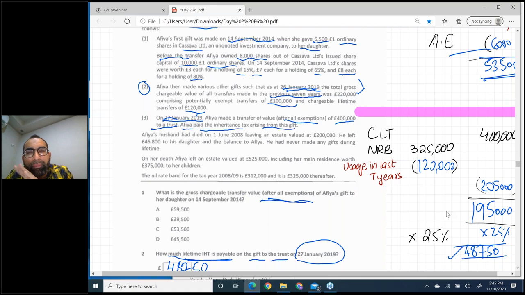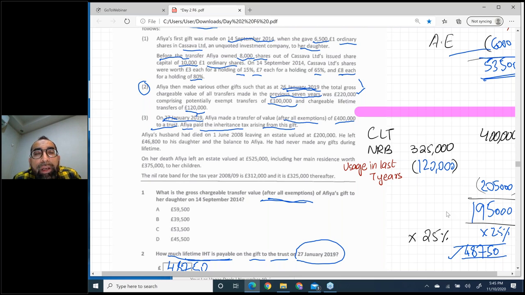Again, repeat. For example, Afia is a lady, so her husband died 10 years before. You should go 10 years back, and using that old data, first you have to calculate the unused NRB percentage, and that unused NRB percentage will be applied on the new latest NRB of 325,000, and then you can claim that. Okay, this is the first thing.